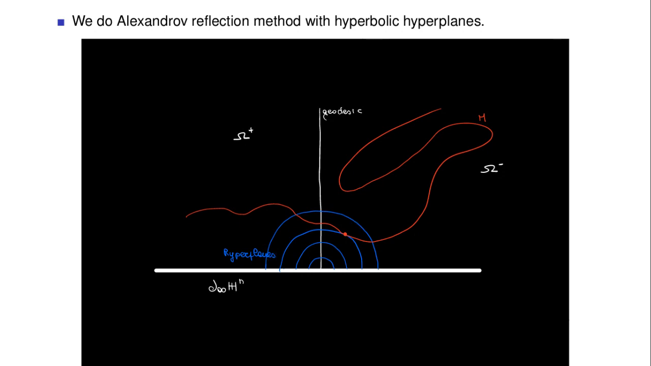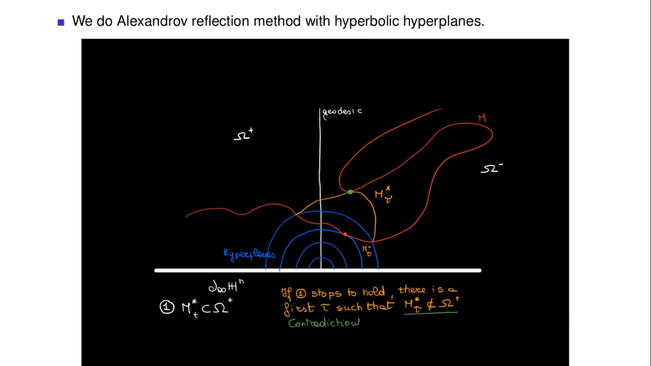And I do Alexandrov. So here, for example, is Alexandrov reflection. The green part is the Alexandrov reflection to the yellow hyperplane of the red part below the yellow hyperplane. And I claim that, of course, at the beginning, the reflection that I call M star T is contained in omega plus, but I claim that this holds forever, for any T, okay?